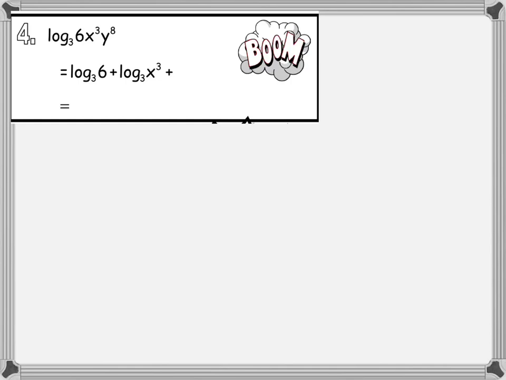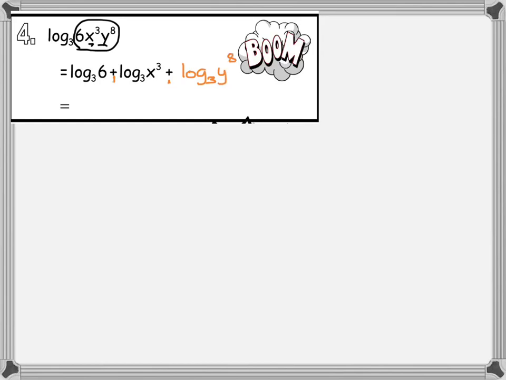And that's completely expanded. So here, we have 3 things that are being multiplied, and these 2 have powers. So let's go ahead and finish up the way it would need to separate if it was being multiplied. So separation from multiplication is addition. So log base 3 of y to the 8th.